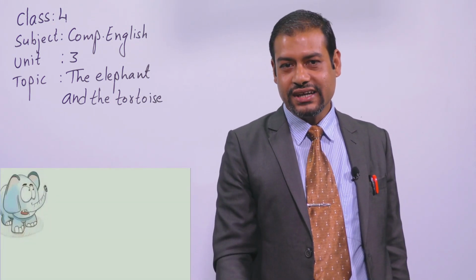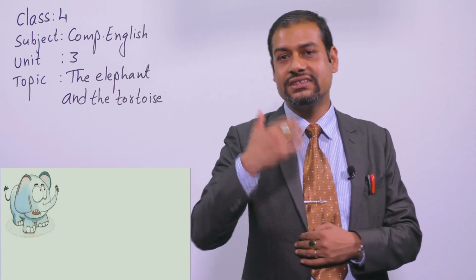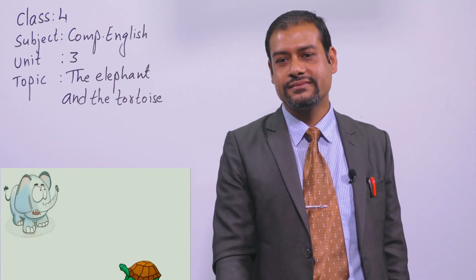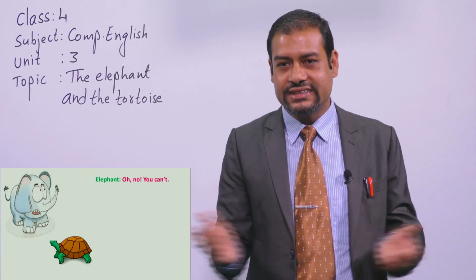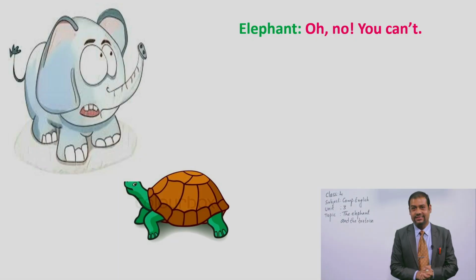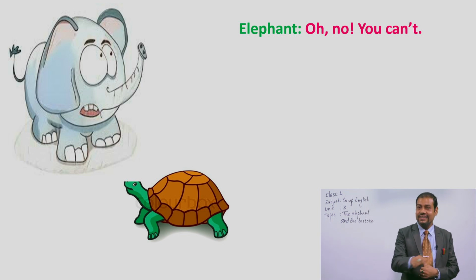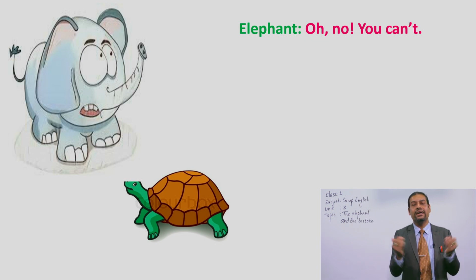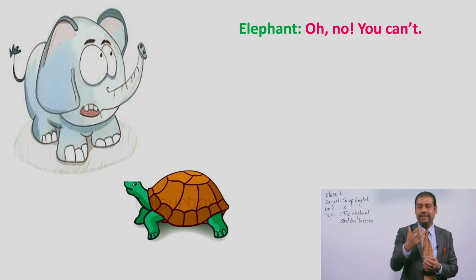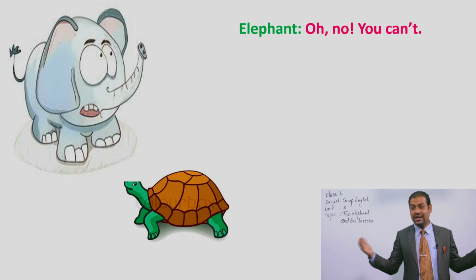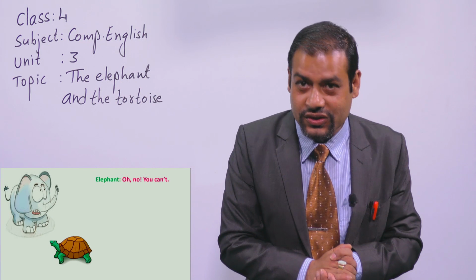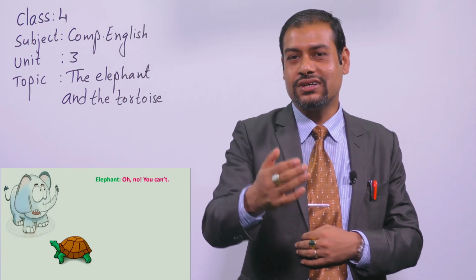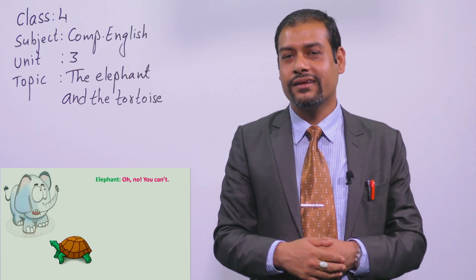See, now can you guess what the elephant said again to the tortoise? Look, again elephant said, oh no, you can't. Dear students, the tortoise said that it could jump over the elephant, and at that time the elephant did not believe it, and the elephant said, oh no, you can't, tortoise, you can't jump over me. The elephant said so. Now can you guess what the tortoise would say? Very good.